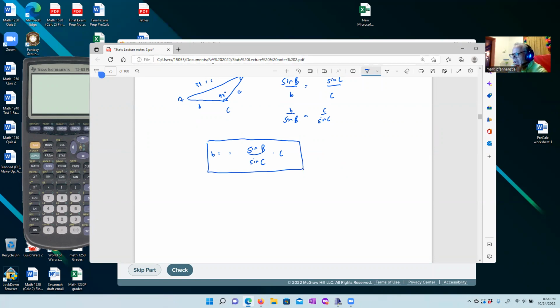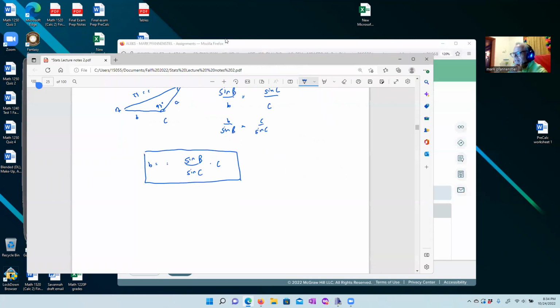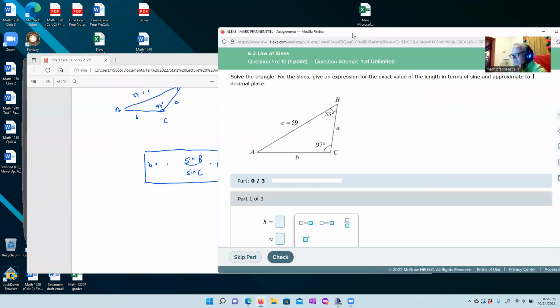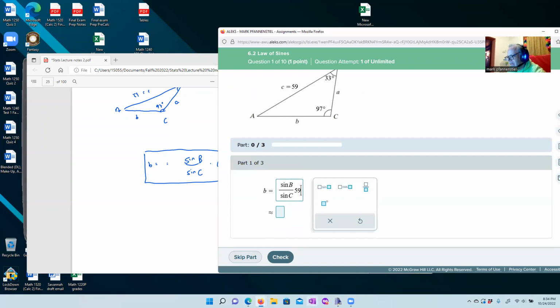Then we'll plug it in the calculator as soon as we get done typing it into the computer here. So we're going to say b is equal to sine of B on top, and on the bottom sine of C, and then times whatever c is. c was 59, times 59. Then we'll type that into the calculator and see what we've got here.